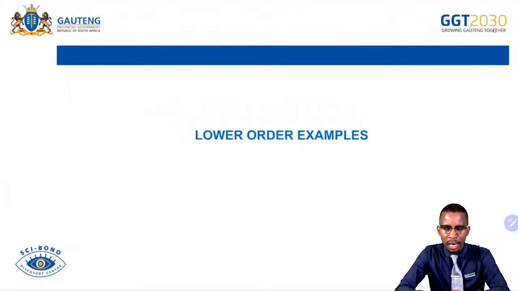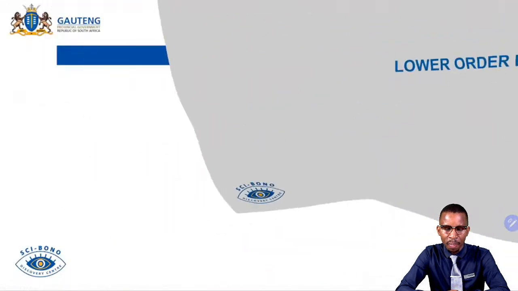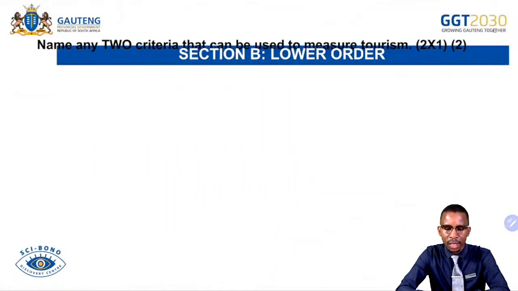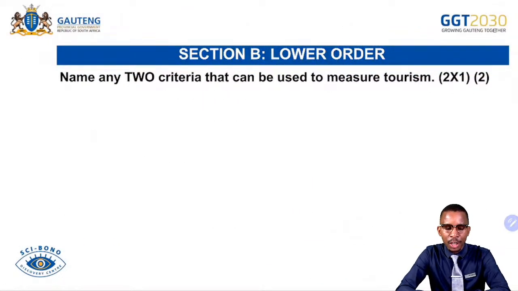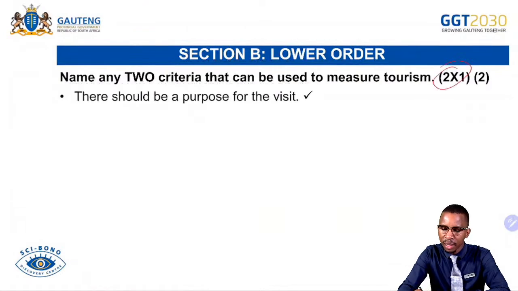So the following are some lower order questions as examples of our training today. This is section B. Name any 2 criteria that can be used to measure tourism. It is very important for you to look at this. It says 2 times 1, meaning there are 2 answers that should be provided, each answer worth 1 mark. So that will be guiding you on number of answers to be provided. Avoid listing a long list while you only have to provide 2 answers.